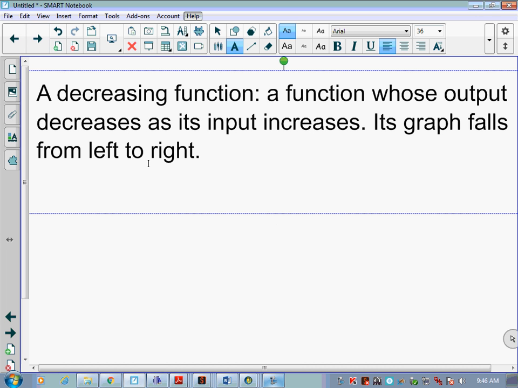Then we see decreasing functions are obviously functions whose output decreases as input increases. So if we're looking at a table of values, you would see your output y get smaller and smaller as your x values get bigger and bigger. Now in an increasing function, x gets bigger, y gets bigger. They get bigger together. In a decreasing function, it's going to decrease from left to right.